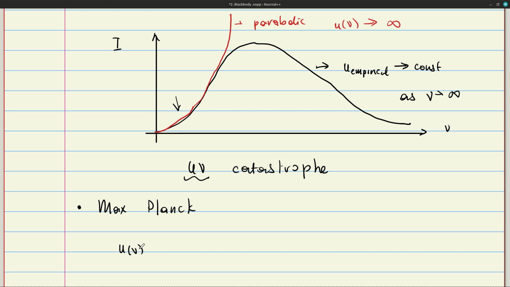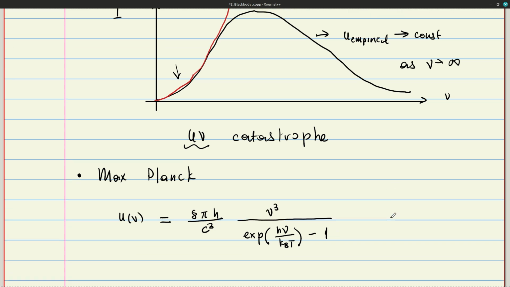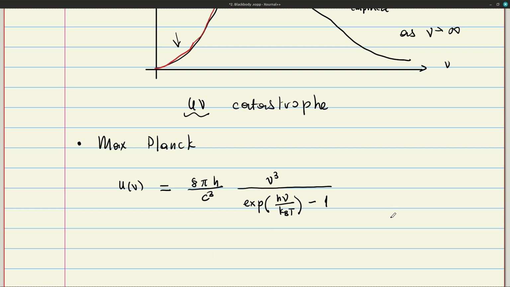If you want to make sense of these things, for example, make sense of this one, I am going to write. Max Planck came up with 8 pi h over c cubed, nu cubed, divided by exp(h nu over kBT) minus 1. How do you make sense of something like that? You just wrote this thing, and it turned out to be working perfectly fine.